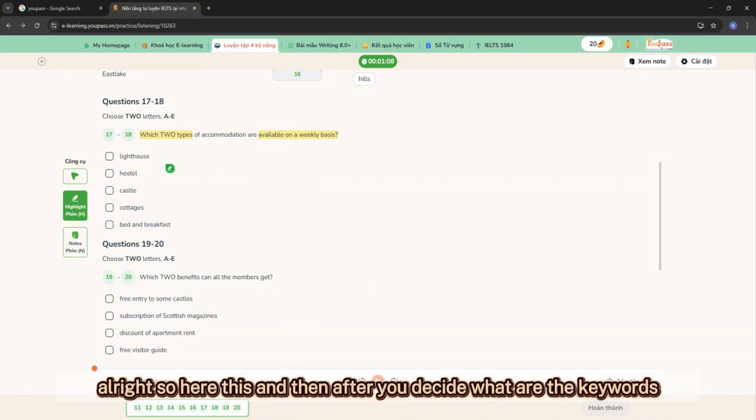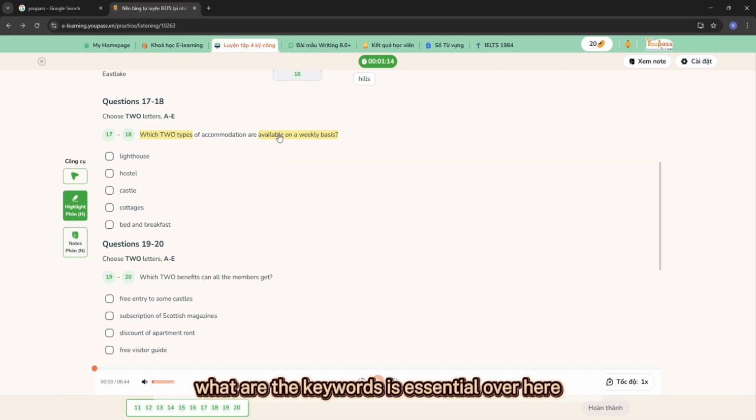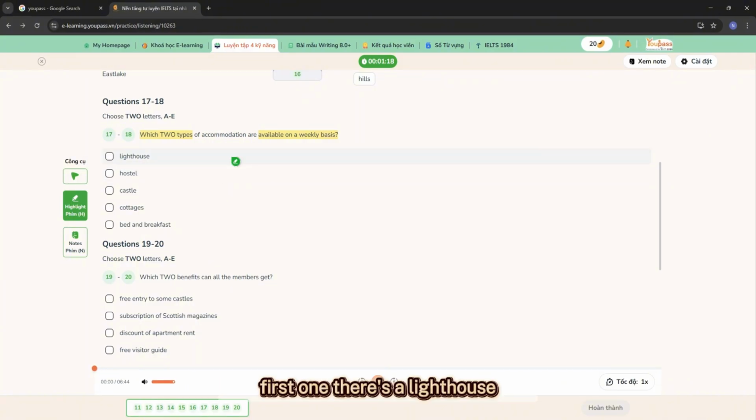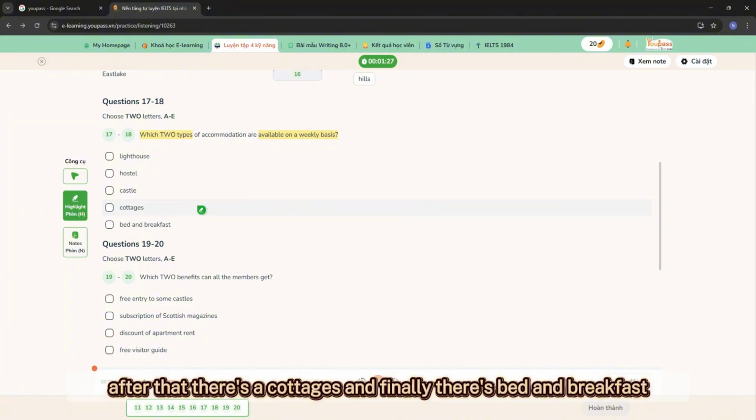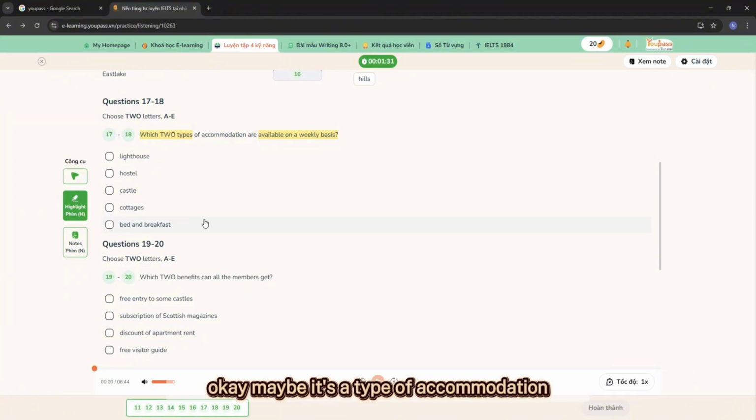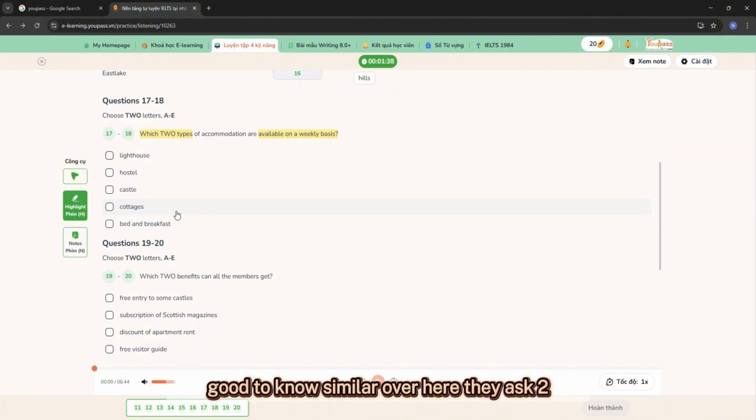All right. So after you decide what the keywords are, which is essential over here, you're gonna look through the answers. First one, there's a lighthouse. Okay. Next, there's a hostel. Then there's a castle. After that, there's cottages. And finally, there's bed and breakfast. Okay. Maybe it's a type of accommodation. Not quite sure what it is, but good to know.